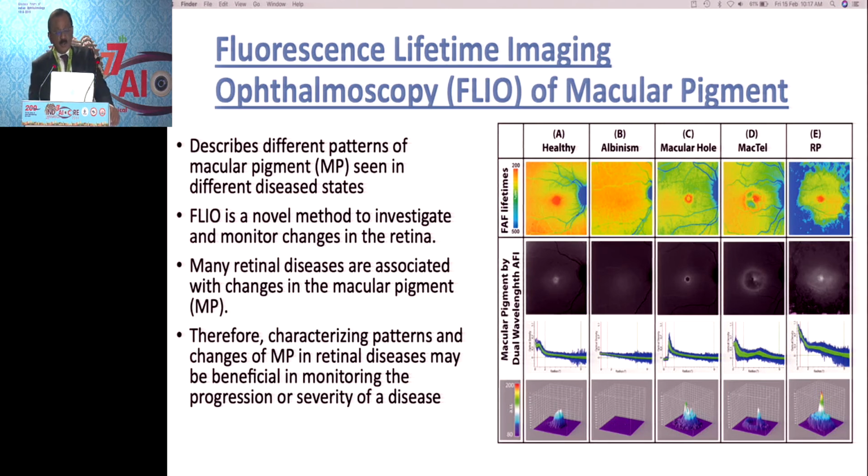FLIO, or fluorescence lifetime imaging ophthalmoscopy of the macular pigment, describes the different patterns of macular pigment in different diseases. Right now they're studying it more in age-related macular degeneration. Very few instruments are there in the market in the world today, and it is still an experimental tool.